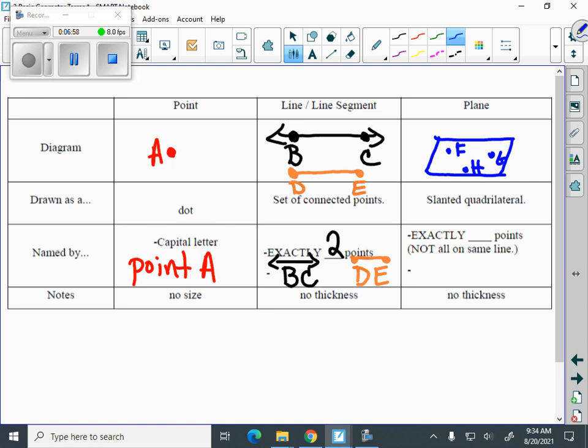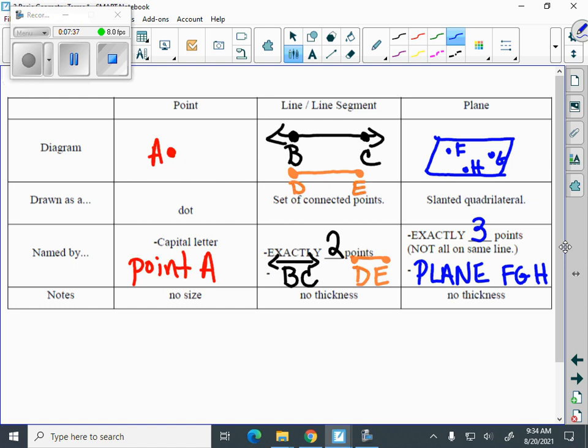When you name a plane, we have 3 points, and that's why I put 3 of them in there, and they are not all on the same line. So what we would call this is plane FGH.